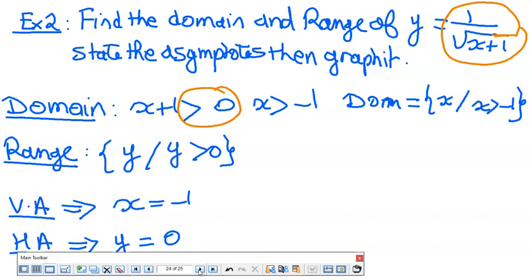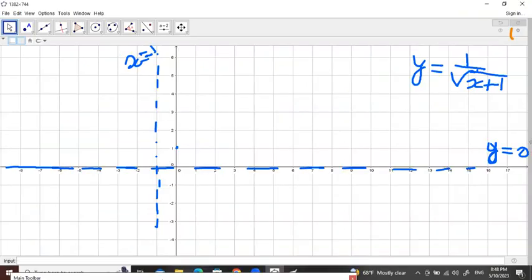Now, how are we going to graph it to check what we did? First, we draw the vertical asymptote. Excellent, this is x equal minus 1. This is my horizontal asymptote. And all we need to do is to take some points. If I take the point x equal to 0, it gives me y equal 1. So this is one of the points. I know that this is my vertical, this is my horizontal, so it should go like this till here.